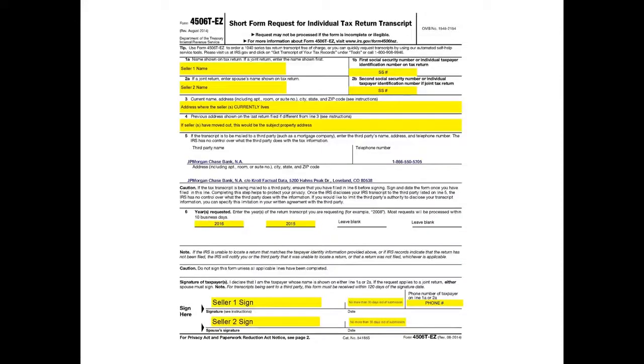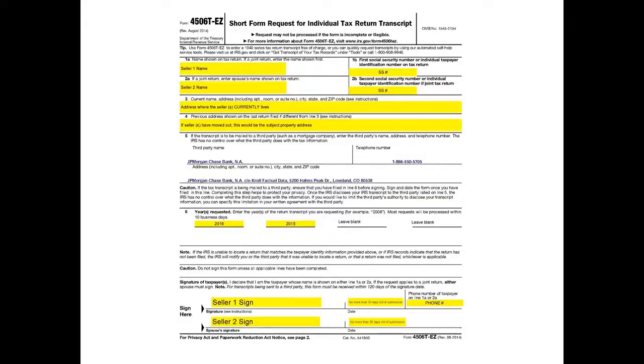Here's the 4506T. So this is the tax transcripts form that you will submit to the bank, to Chase in this instance, and Chase can pull the seller's tax transcripts so you don't have to provide them, but you do need to fill out this information. Chase has a specific form, their own 4506T. They put their address on this 4506T.